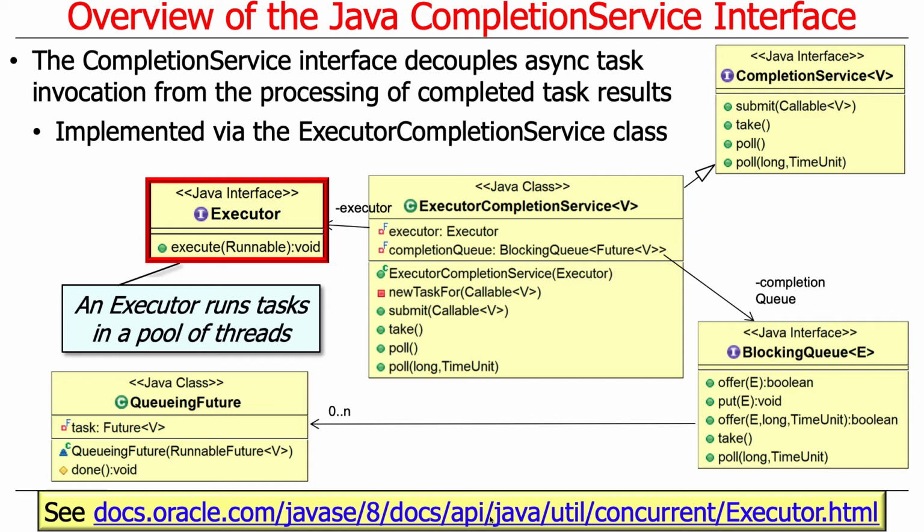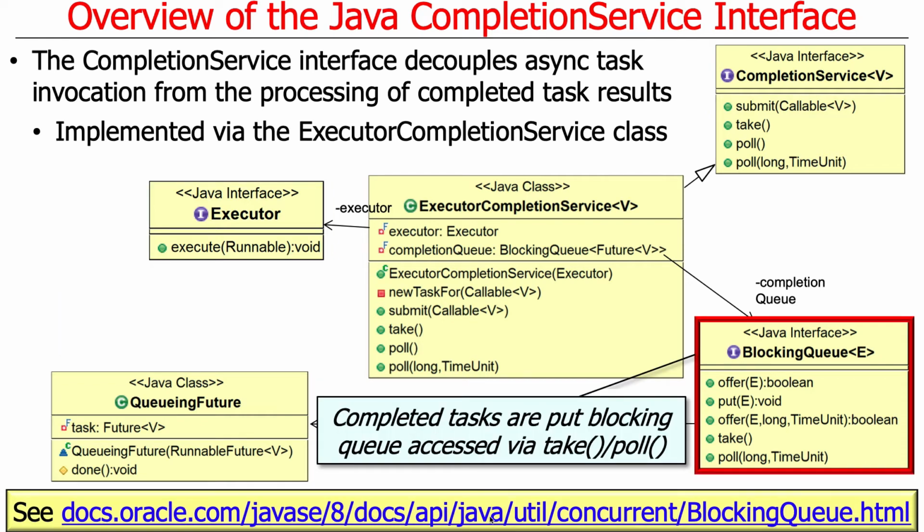And the executor runs the tasks that are submitted to it in this pool of threads. You can control what kind of executor you use. You could use a fixed size executor. You can use a cached executor, and so on and so forth. And the blocking queue is used to queue up the finished results so that some client thread or threads can come along and take or pull them to get them out as they finish.